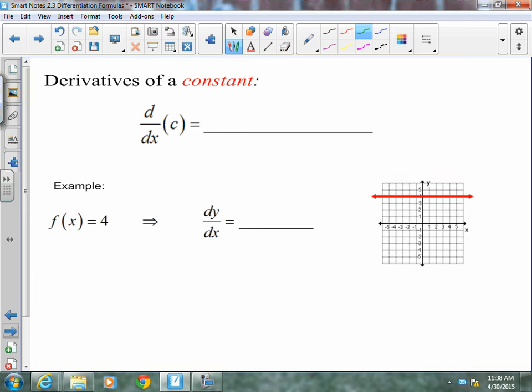Derivatives of a constant. If you have a derivative of a constant, it's equal to 0. Remember that the derivative is the slope. What's the slope of a constant, otherwise known as a horizontal line? It's 0. For example, f of x equals 4, dy dx will be 0. No matter the number, 4, negative 8, 12 million, if it's a constant, its derivative is 0.